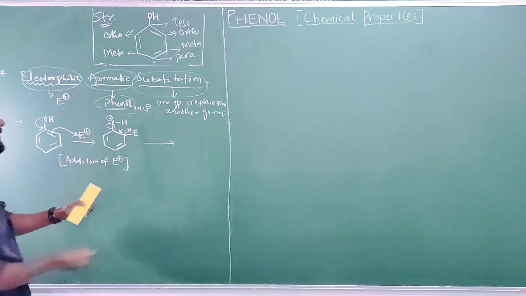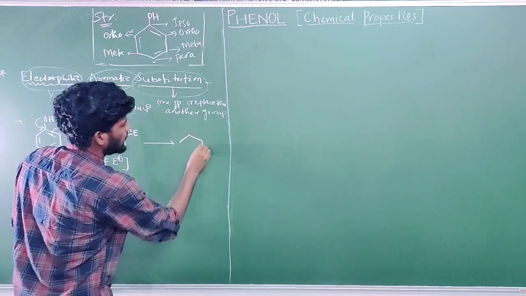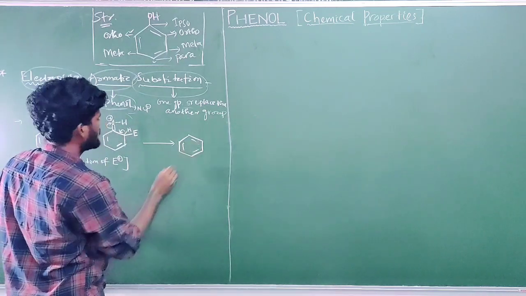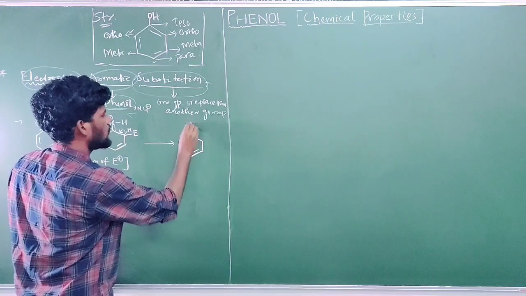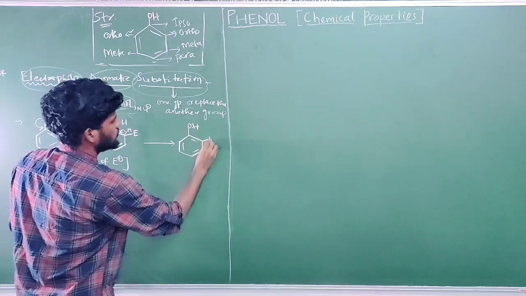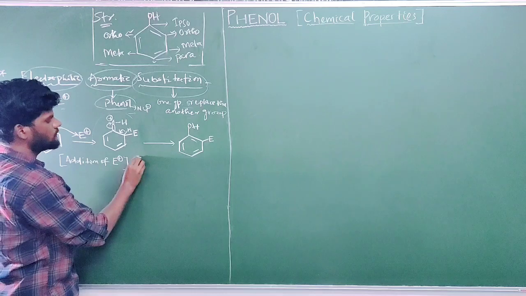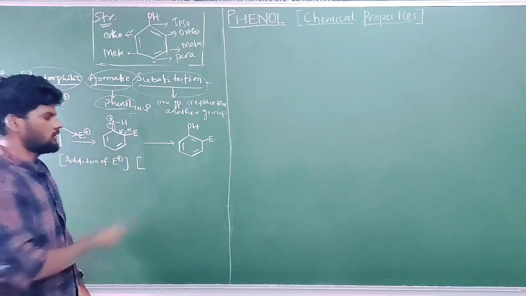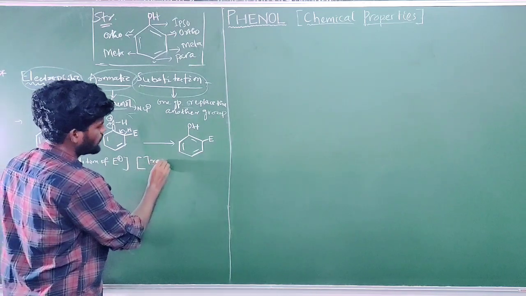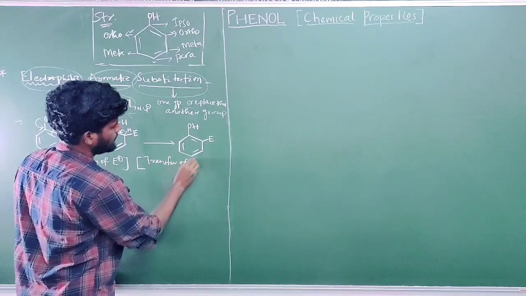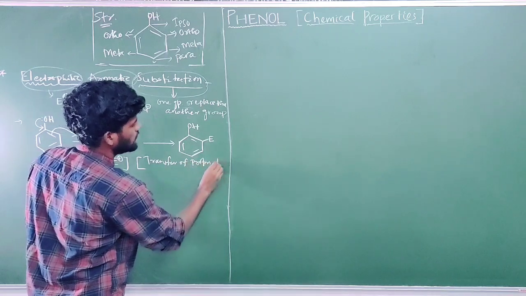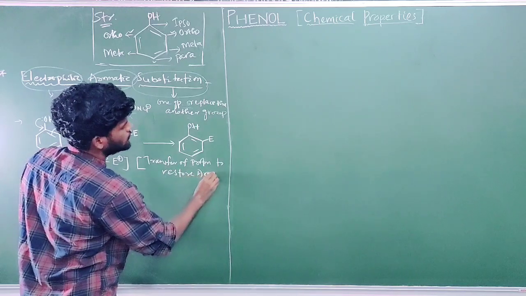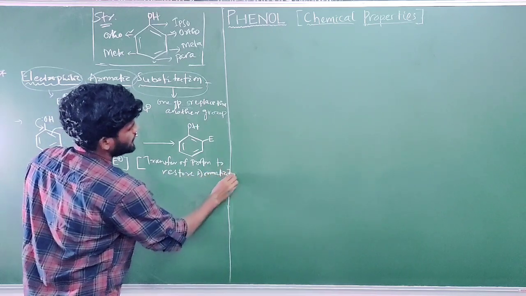In this way the whole compound becomes stabilized and aromatic again, with OH at ortho. So for this second step, you can write: transfer of proton to restore aromaticity. Two-step reaction, very easy.